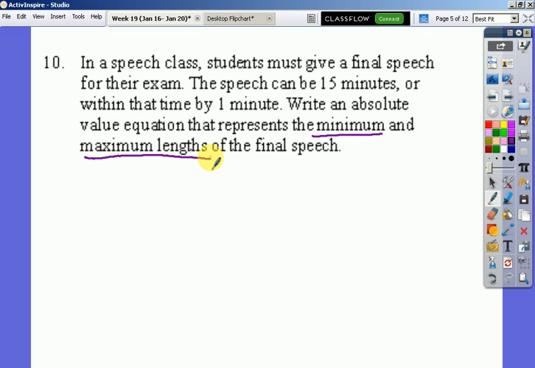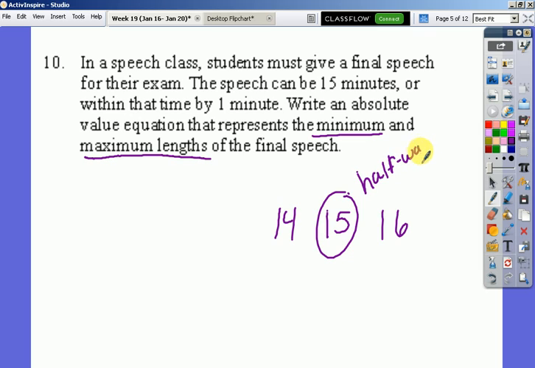So we know that you can have a speech that's exactly 15 minutes. What's the lowest time that you can have? Yes. 14 minutes. It could be within 1 minute of that. 14 minutes. And what's the maximum? Yes. 16 minutes. That would mean that 15 is our halfway point. 16 is our max, 14 is our minimum. So, 14 and 16 have to be solutions to our absolute value equation.